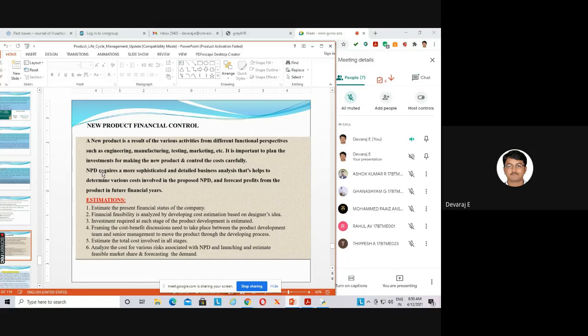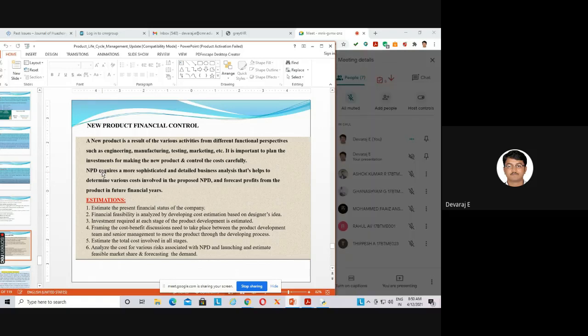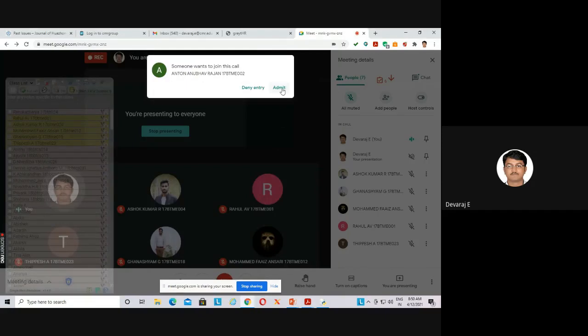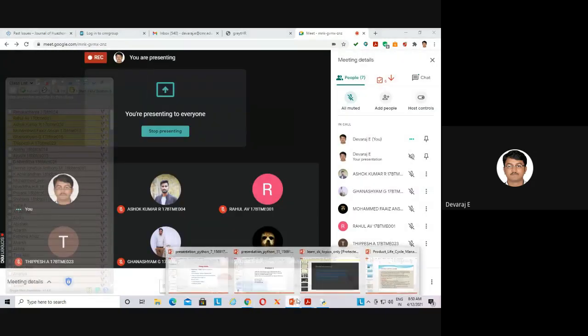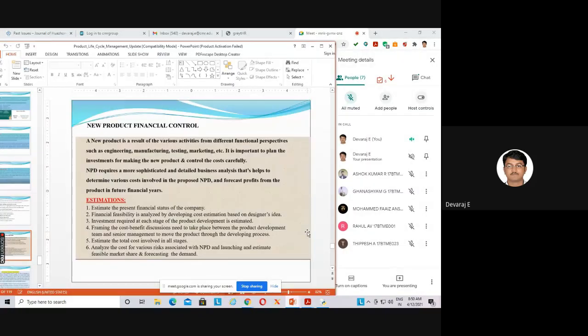Estimate the present financial status of the company. To manufacture a new product, we should estimate what the situation of the company is. Simply, a company cannot go for new product development. They should analyze the financial status of the company. They should know how much finance the company has, how much money the company has at that particular moment.